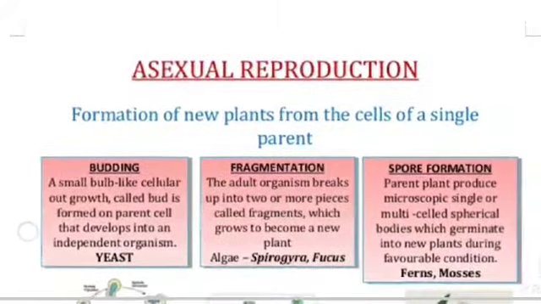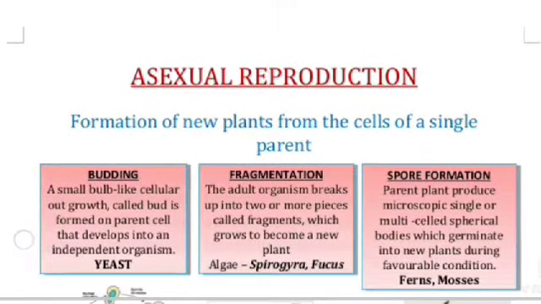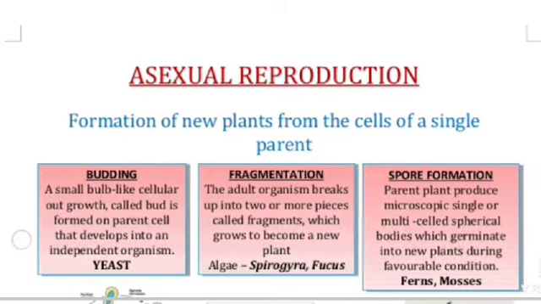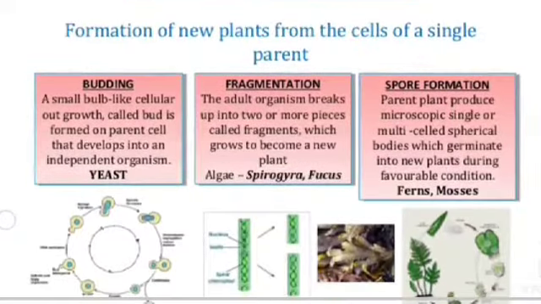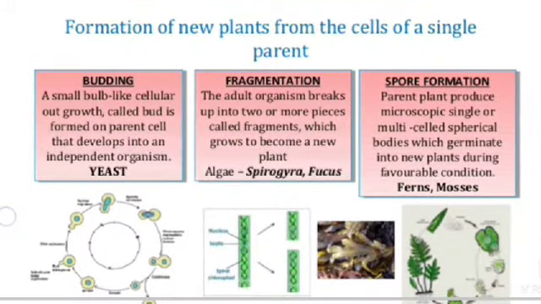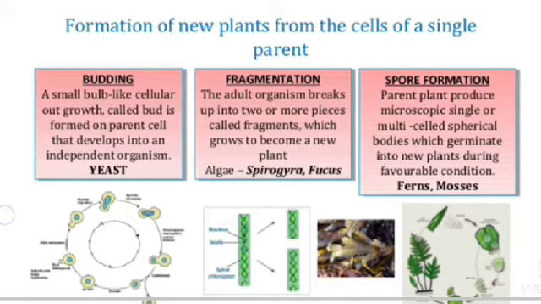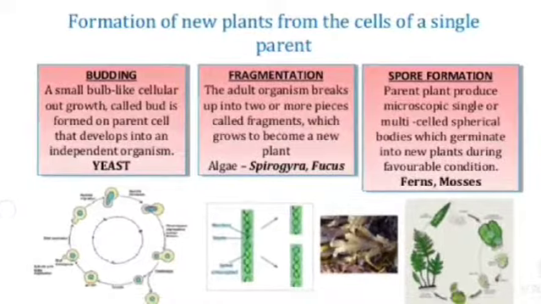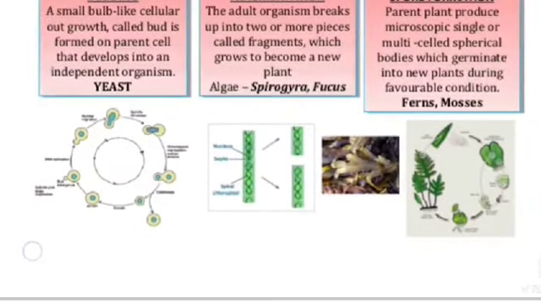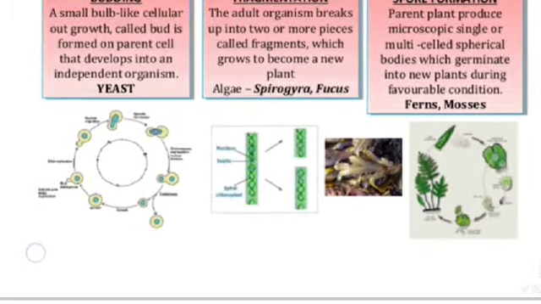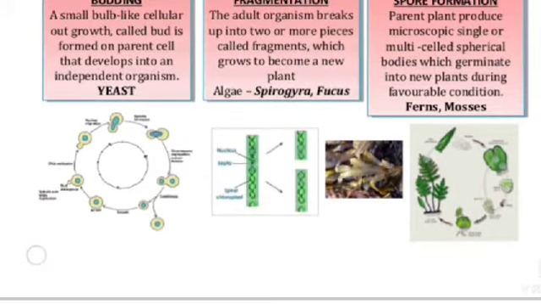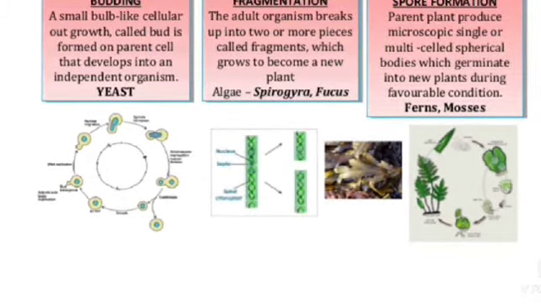Formation of new plants by asexual reproduction from the cell of a single parent. In budding, a small bud-like cellular outgrowth called a bud is formed on the parental cell that develops into an independent organism. See the picture of yeast. The mother cell gives rise to the formation of a bud, which once again regenerates another one, a new yeast.